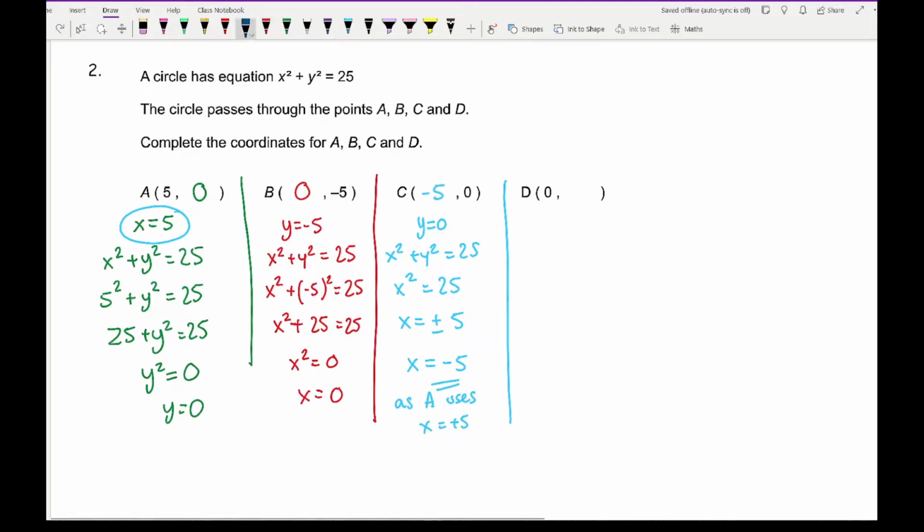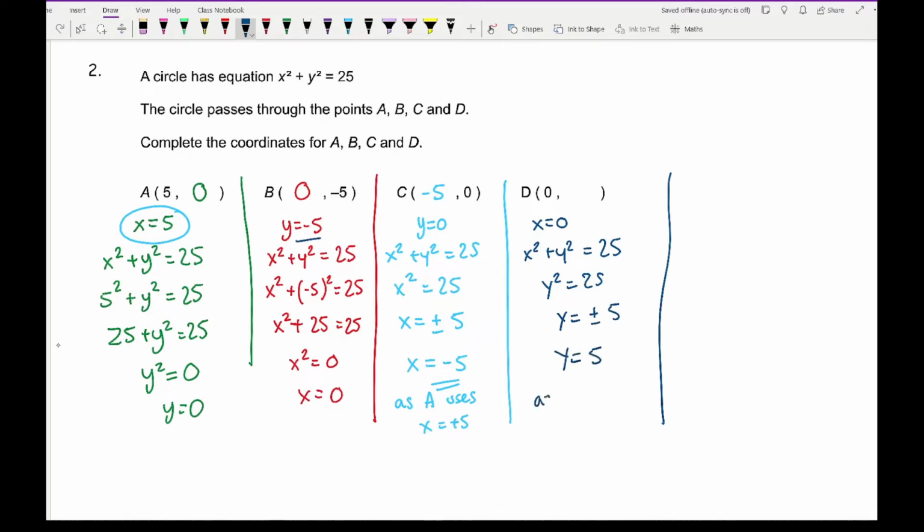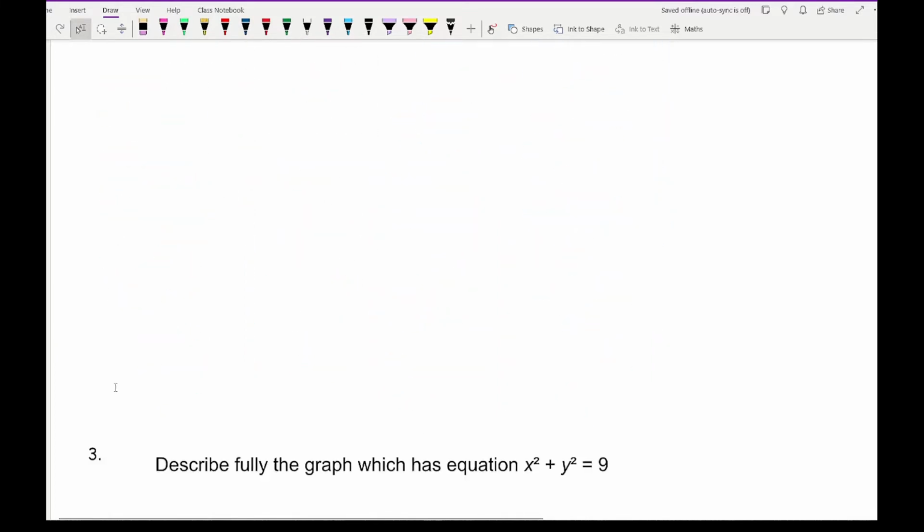Then moving on to D. This is where x equals 0. If I substitute x equals 0 into x squared plus y squared equals 25, I end up with y squared equals 25. So y equals plus or minus 5. I've already used y equals minus 5, so y must equal positive 5, as B uses y equals minus 5. And there I've completed my coordinates.